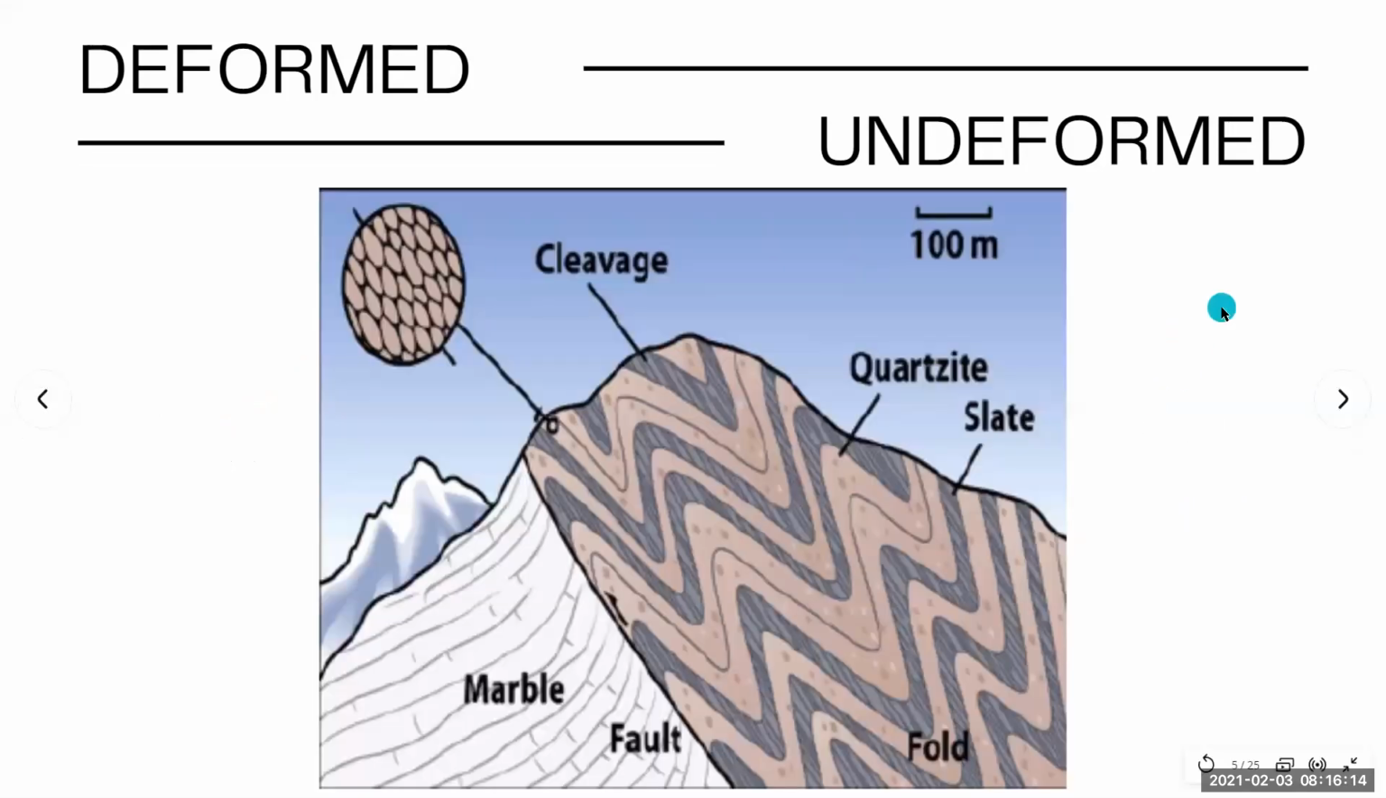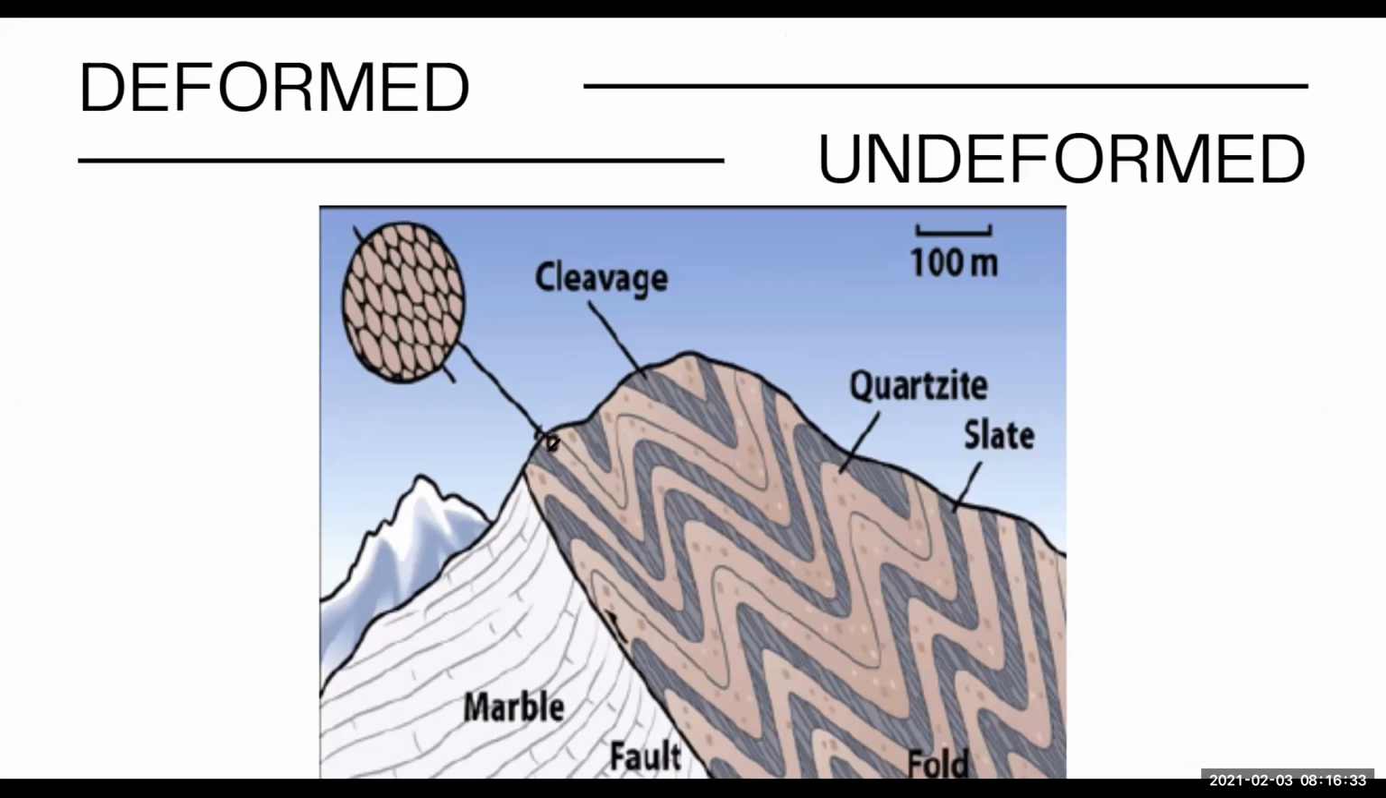How about for this one? Is this deformed or undeformed? Deformed, sir. Very good. Okay, so this one here, that is correct. This is a deformed rock. Okay, ito na yung mga deformed rock formations natin. So kung mapapansin nyo, yung layers ng rocks natin, for example, this example here for quartzite and slate, wave-like na yung appearance niya. So nagkaroon na siya ng distortion. Nagkaroon na ng distortion yung mga rocks natin.